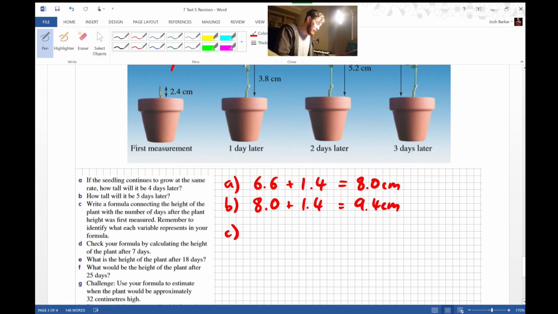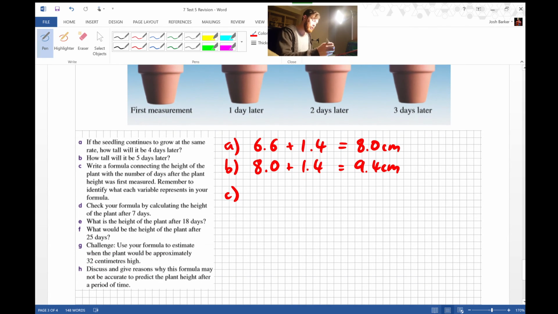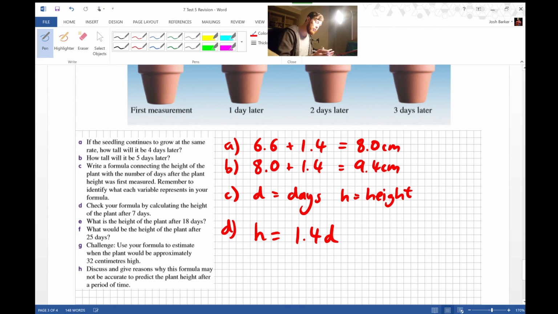Now, first thing that we've got to do is actually define the variables that we're using here. So I'm going to say D is going to be number of days, and H is going to be the height of the plant. I'm going to keep it simple. All right, now in a very similar way to the number patterns questions before, we know that for every day that we add on, we're adding on 1.4 centimeters worth of height. So the rule for it is going to be something to do with 1.4 times the number of days. Because for each extra day, you get another 1.4 centimeters. So there's that multiplicative relationship between them.